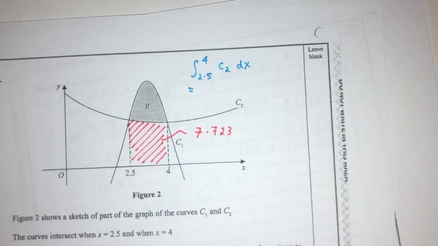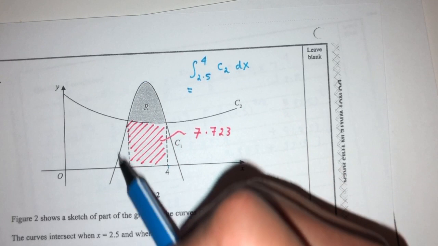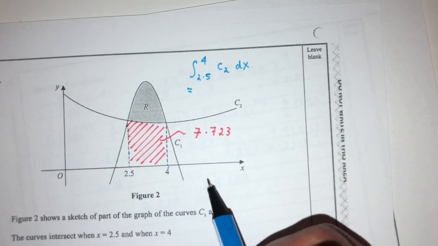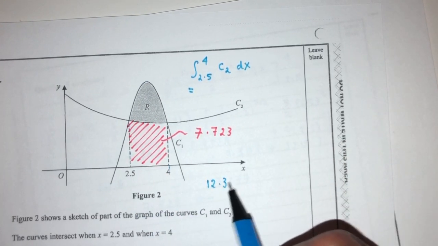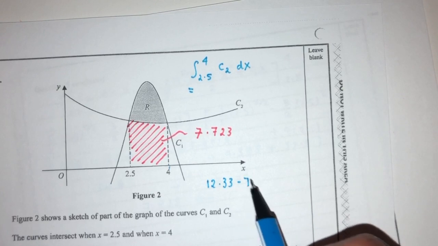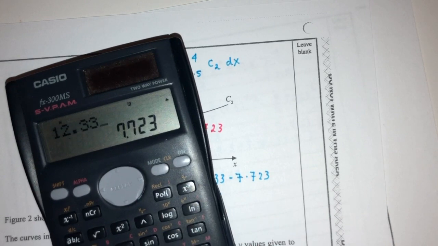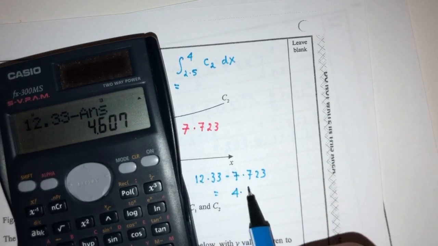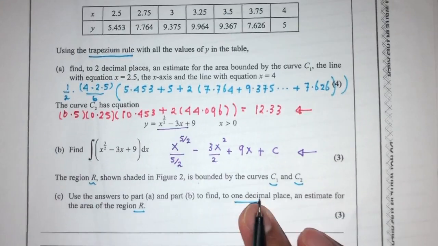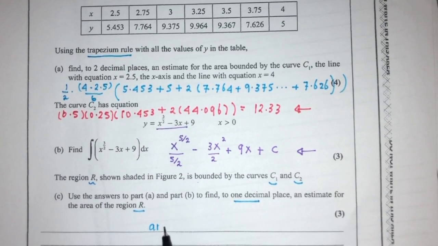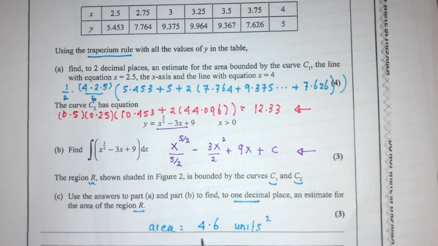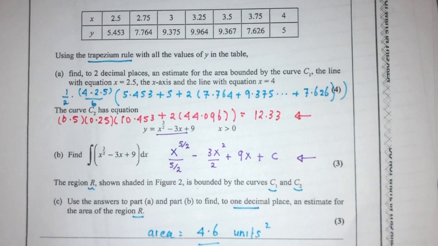This is 7.723. Now to find the area of R, we take the whole thing, as we have seen from part A, was given to you by 12.33 minus 7.723. So 12.33 minus answer, that should give you 4.607. Now correct to one decimal place, as you have seen here, your area has to be 4.6 units squared. Okay, that will be question number 5.